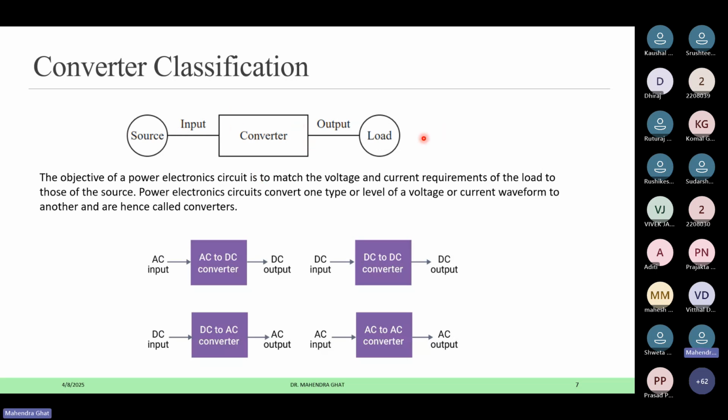So depending on these, there are four types of converters. If we have an AC input and require a DC output, it is called an AC to DC converter. If we have a DC input and require a DC output, it is called a DC to DC converter. If we have a DC input and an AC output, it is called a DC to AC converter. Similarly, AC input and AC output is an AC to AC converter. These are the four major converters we have in power electronics.